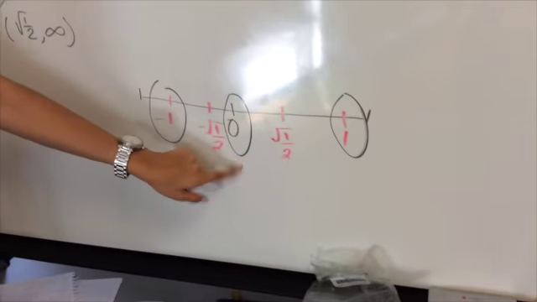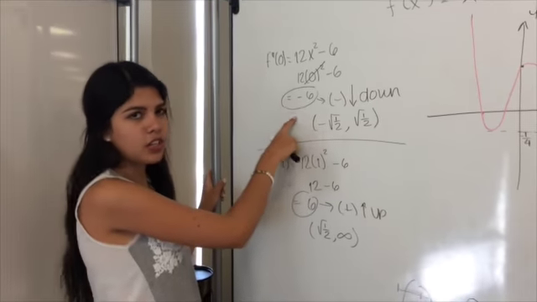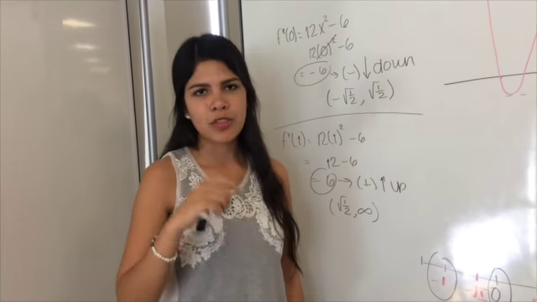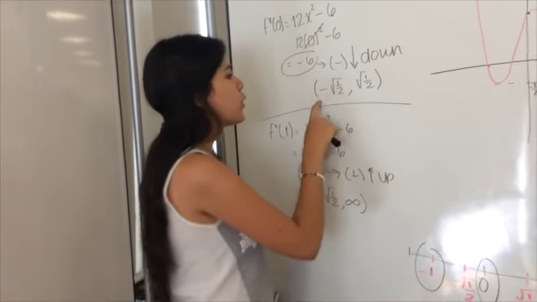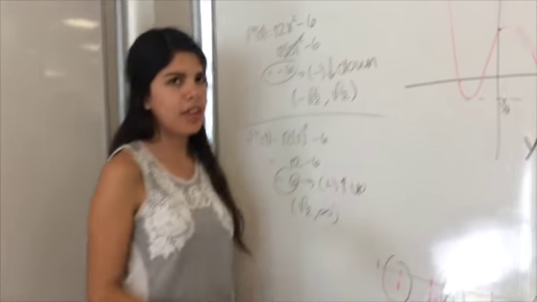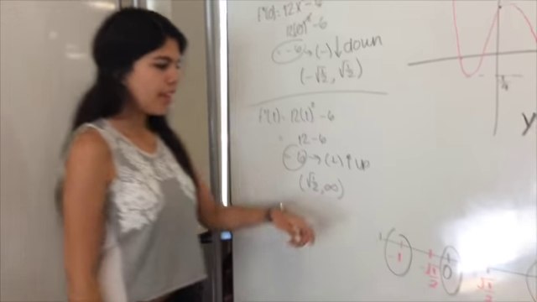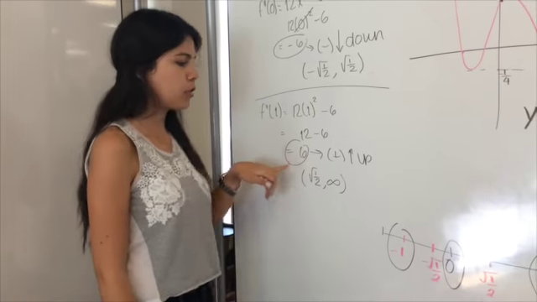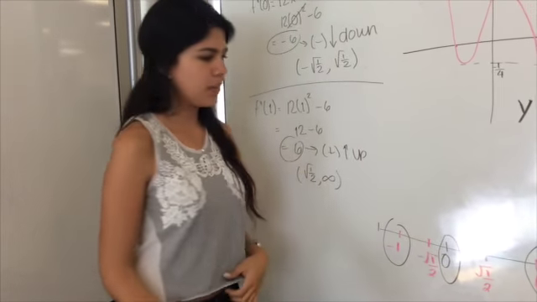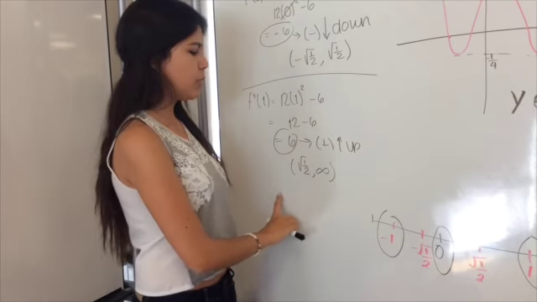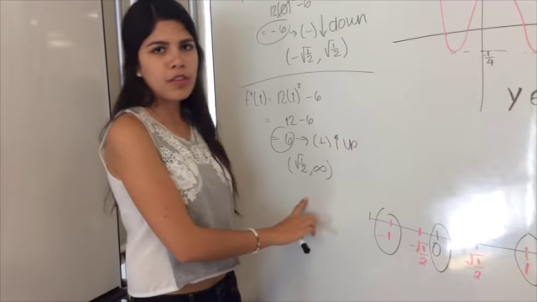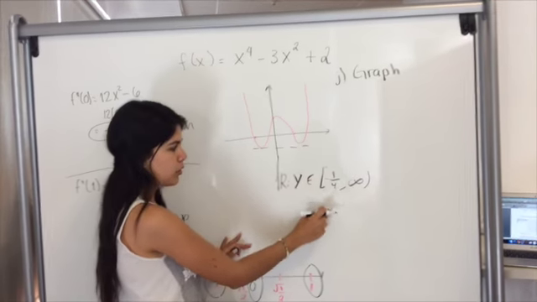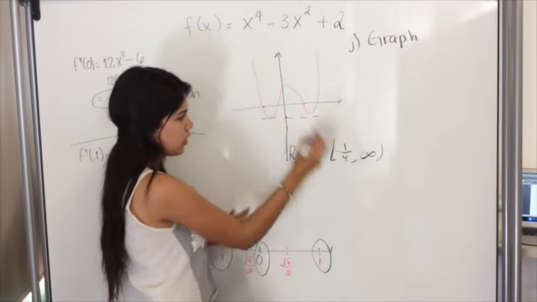Now we're going to substitute with 0 and our result will be minus 6. So therefore it will be negative, and it will have negative concavity and go downwards. So our interval will be minus square root of 1/2 to square root of 1/2. Then we take 1 and substitute, and our result will be 6. We will have a positive concavity going upwards, so our interval will be square root of 1/2 to infinity. Our range will be from minus 1/4 to infinity.